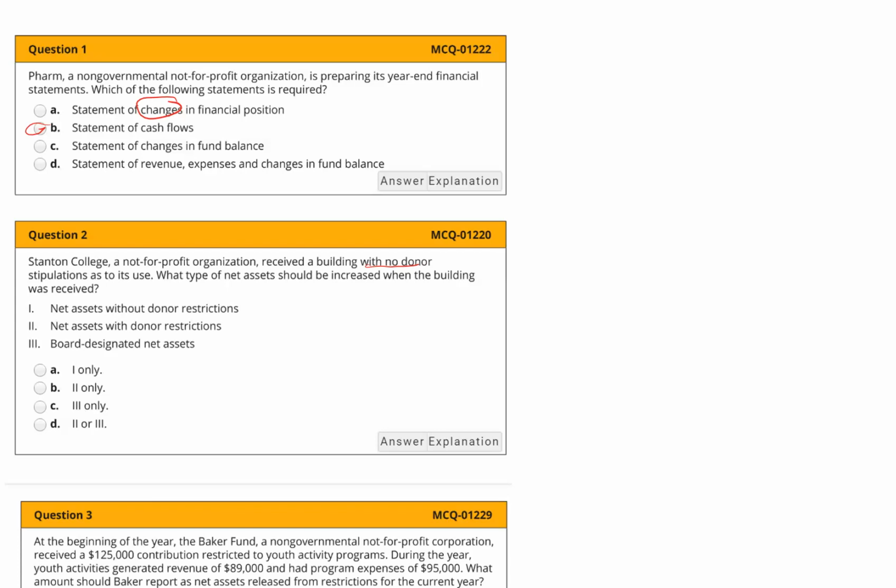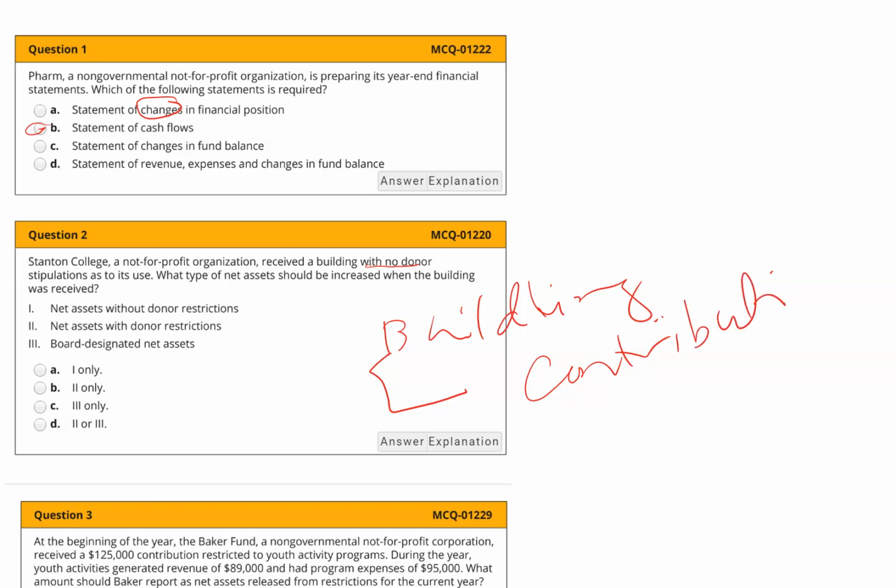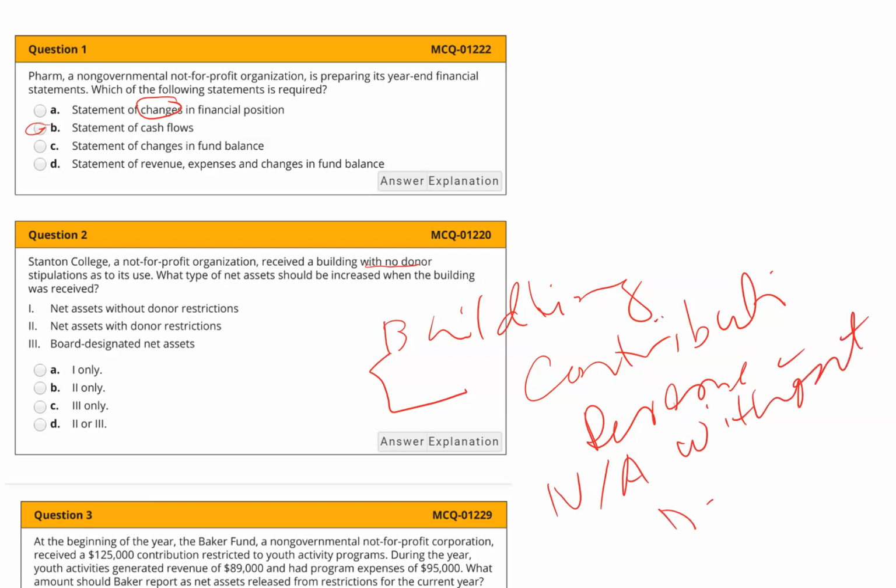Remember, if you need to record this journal entry, you have to debit building and you have to credit contribution revenues. Also, this is in an asset format. It's not a cash contribution. Still, it's a contribution revenue, and we're going to classify it under net assets without donor restrictions. So, of course, their net assets without donor restrictions are increasing. So, of course, A is correct.